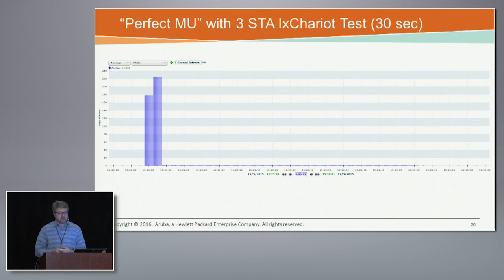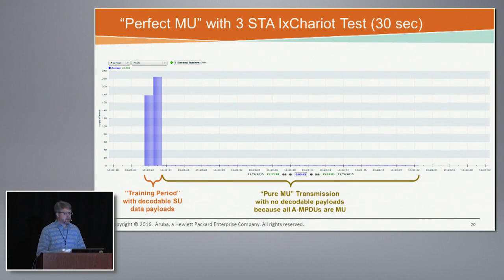So this is a view in OmniPeek. You can do this in the tool of your choice, but this is a perfect MU packet capture with a 30-second IxChariot test where we pumped about 865 megabits per second of traffic. You're wondering where the data is. This is a training period, and I'll show you stuff behind this in a minute, but basically we're seeing traffic on the air during this training period while the radio is figuring out the environment. And then this is what I'm calling a pure MU transmission.